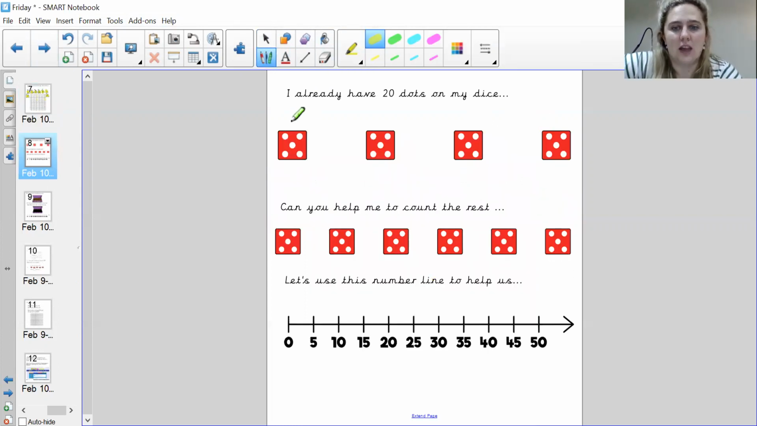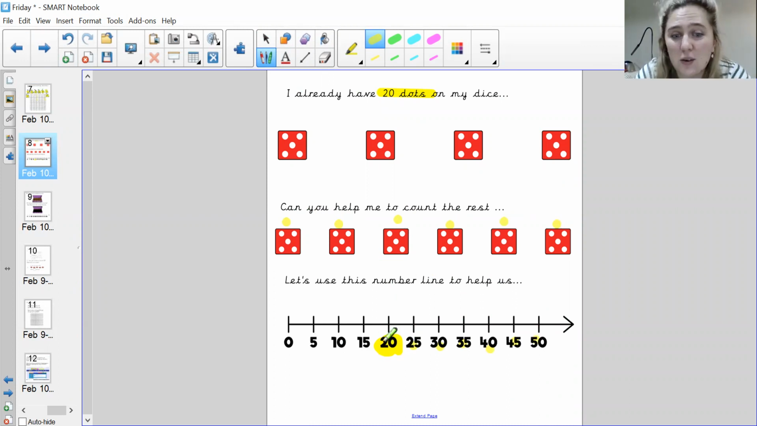Okay. Let's do the next question together. I already have 20 dots on my dice. So let's check. 5, 10, 15, 20. Can you help me to count the rest? So we're going to count from 20. We're going to start at the number 20 and we're going to count in fives. 25, 30, 35, 40, 45, 50.